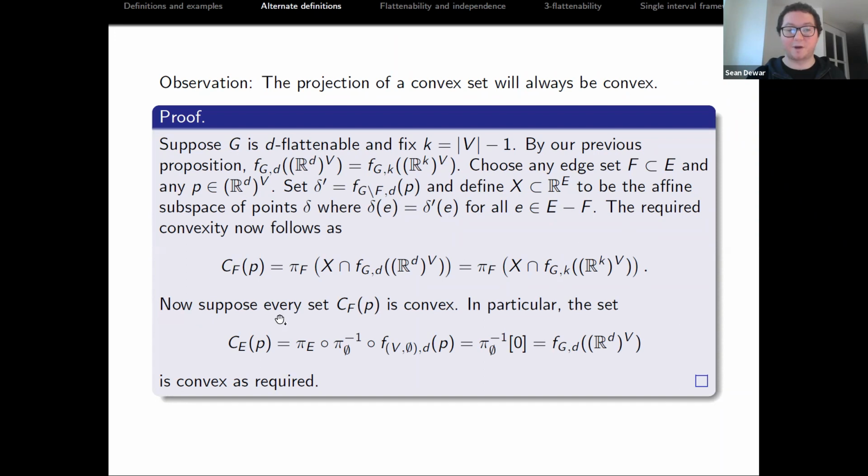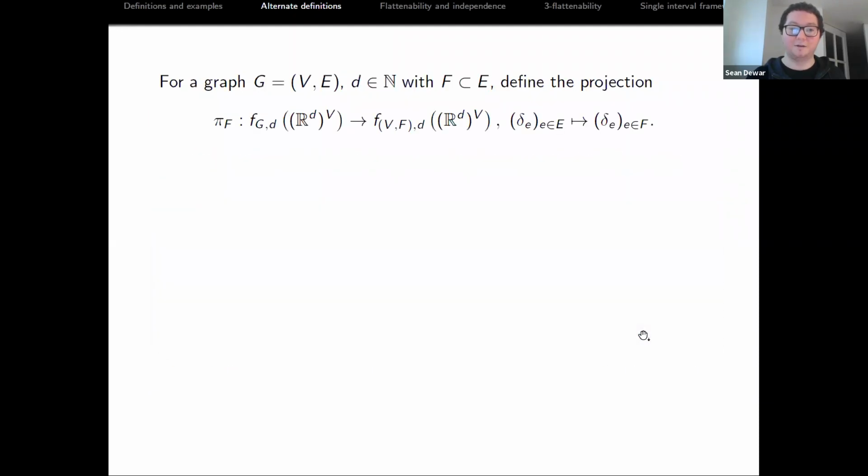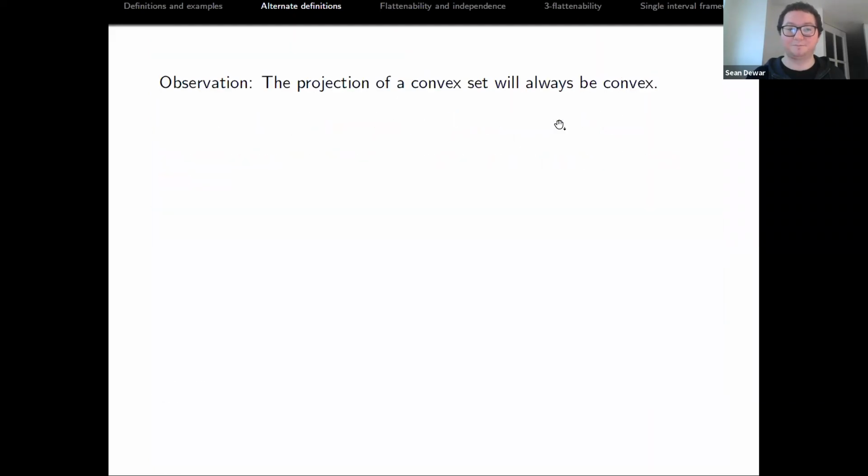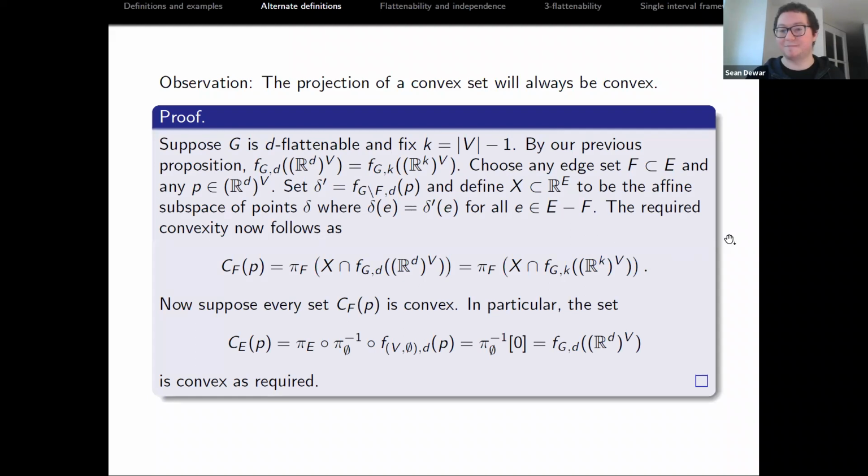The other way is just very easy. We basically say, okay, suppose every set is convex, then we just pick the set of all edges, and we notice that this is then going to be equal to this, which is then just equal to this. We said that this is convex, so this is convex, and then we can go all the way back to this result, and this gives us that G is deflattable. And we're done. That's it. Any questions about that?